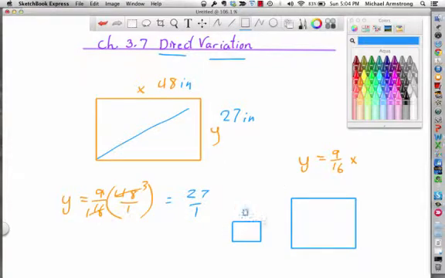So if this is 2 and this is 1 and this were 4, this would have to be 2. You can see that it's twice as big. And this isn't twice as big, but it's indirect variation. And that's kind of the point we're trying to figure out. All right, good luck.